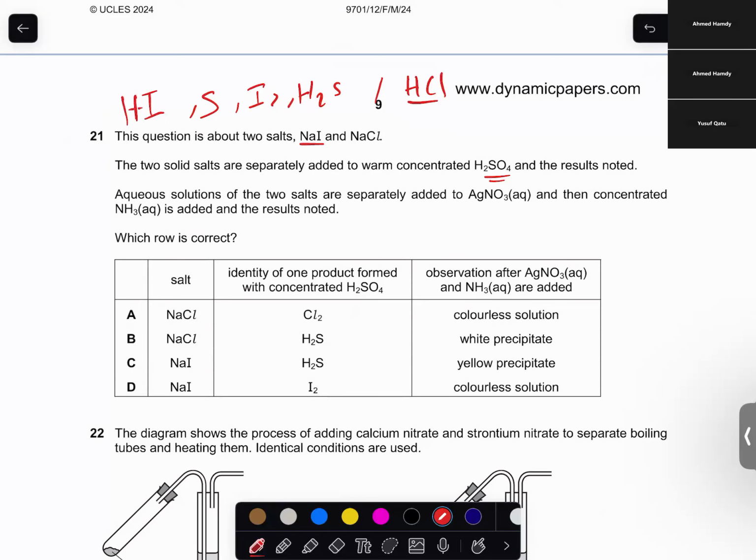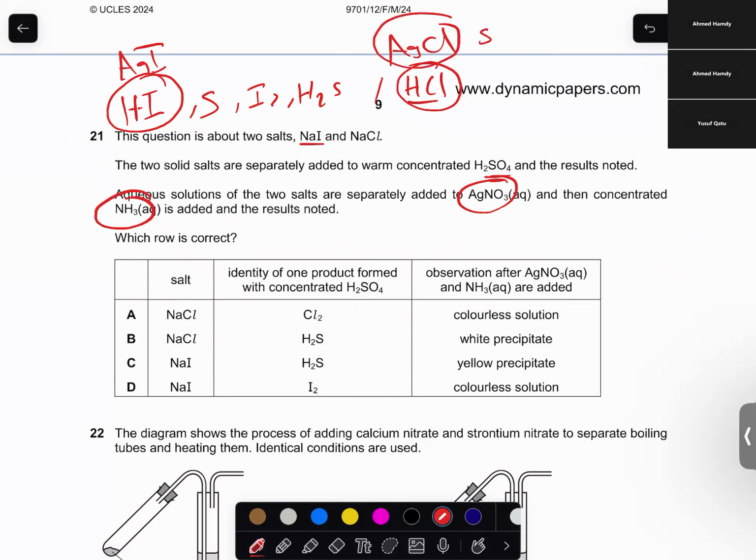Okay, so HI or NaCl, HI or HCl, when you add them to silver nitrate, it gives silver iodide and silver chloride. When we add aqueous ammonia, silver chloride is soluble, while silver iodide is insoluble. Okay?